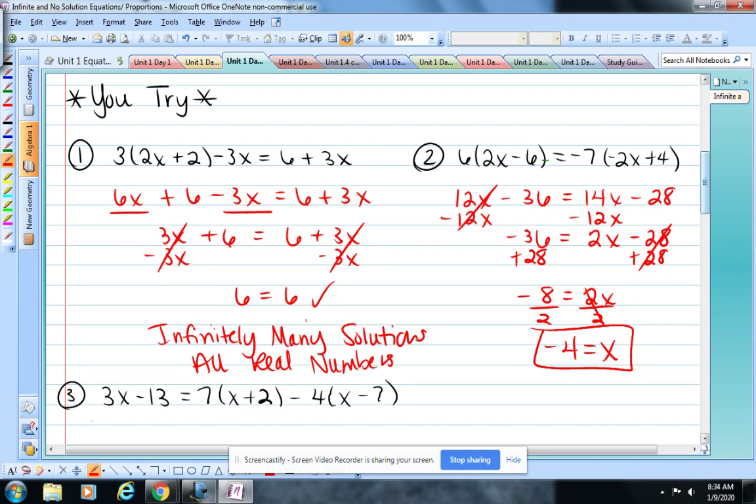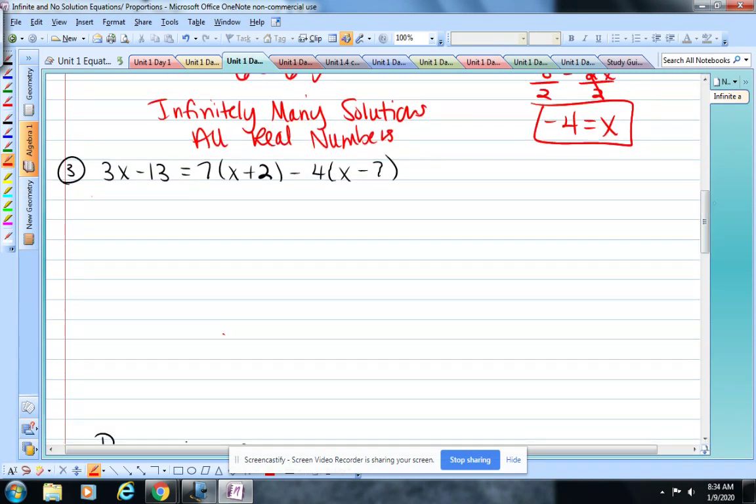All right, number 3. What do we do first on number 3? Distribute. So I'm going to copy that 3x minus 13. And what's 7 times x? What's 7 times 2? And then I distribute over here. What's negative 4 times x? And what's negative 4 times negative 7? Very good.